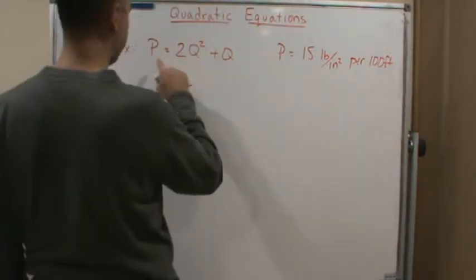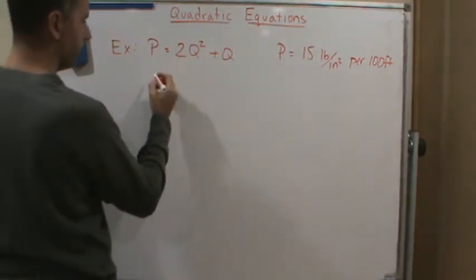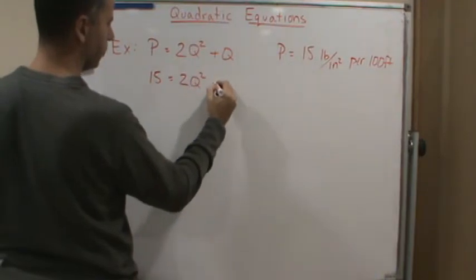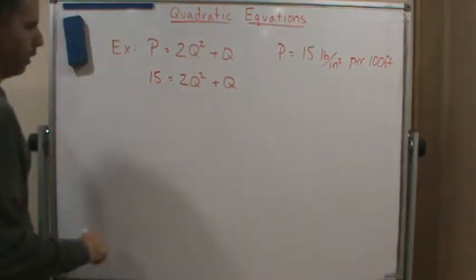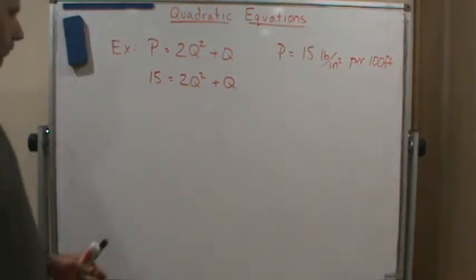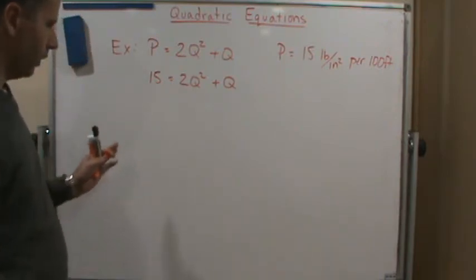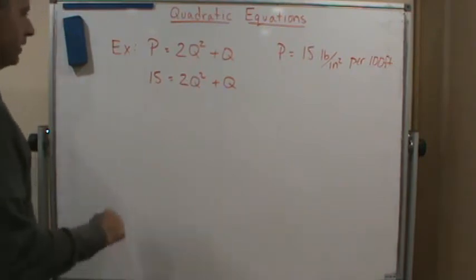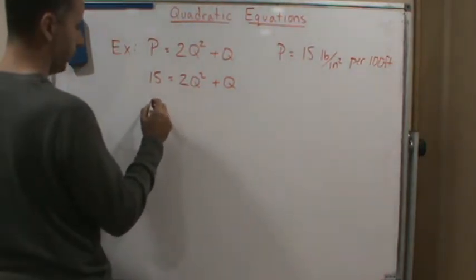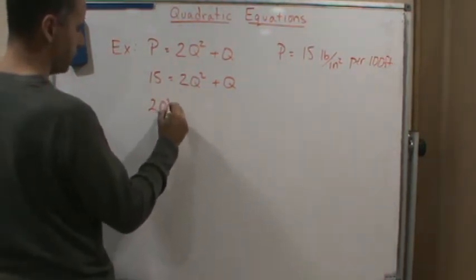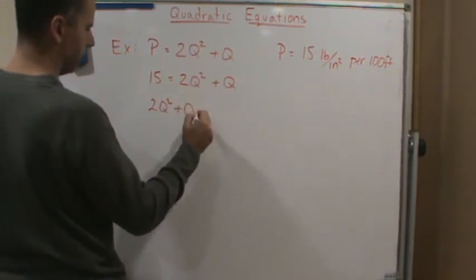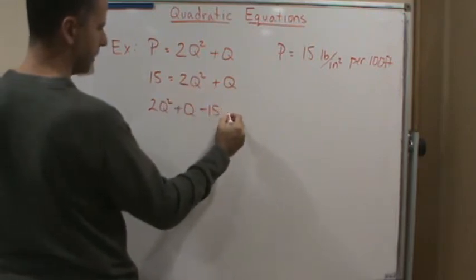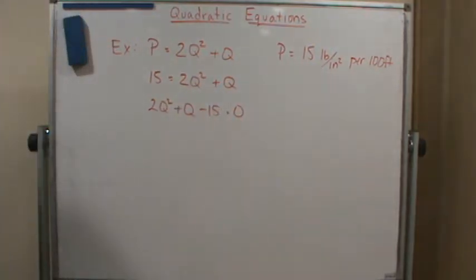So we're going to plug in 15, right? So this gives us 15 equals 2Q squared plus Q. So now what we're going to do is, we need to put this on the right. We need to make this equal to 0. So we get 2Q squared plus Q minus 15. We're going to subtract 15 from both sides, and we get this. Okay?